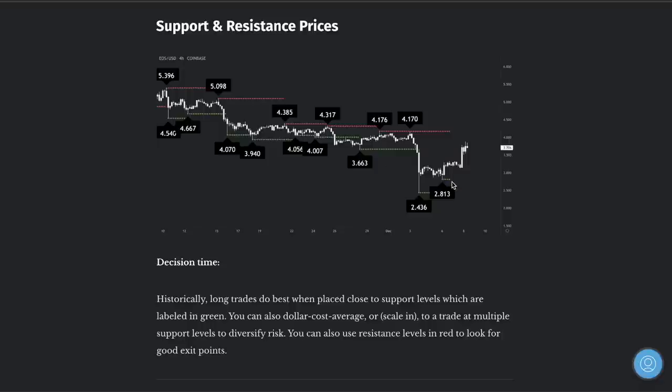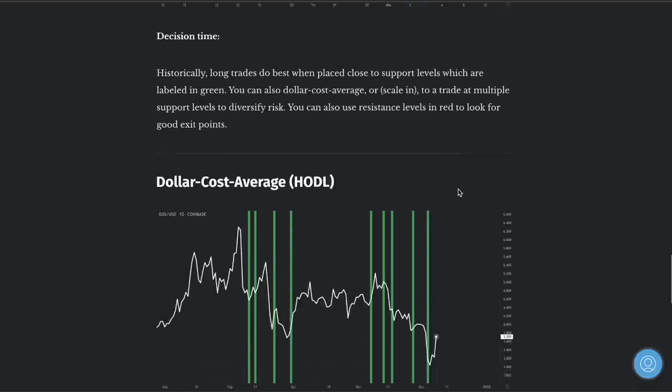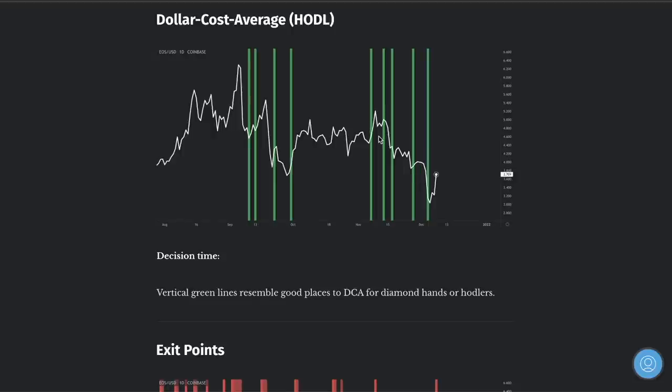Now, as far as a support, the greatest one sits at $2.80. $2.80 is right around this area. So yes, we could come back down to this area. And if we do, watch literally 30 seconds here. I'll get you guys into the next buy limits and I'll show you how to do that. Maybe 60 seconds. This comes out here and shows you guys if you want to dollar cost average into EOS, great places to just pick it up on discount, on discount, on discount.